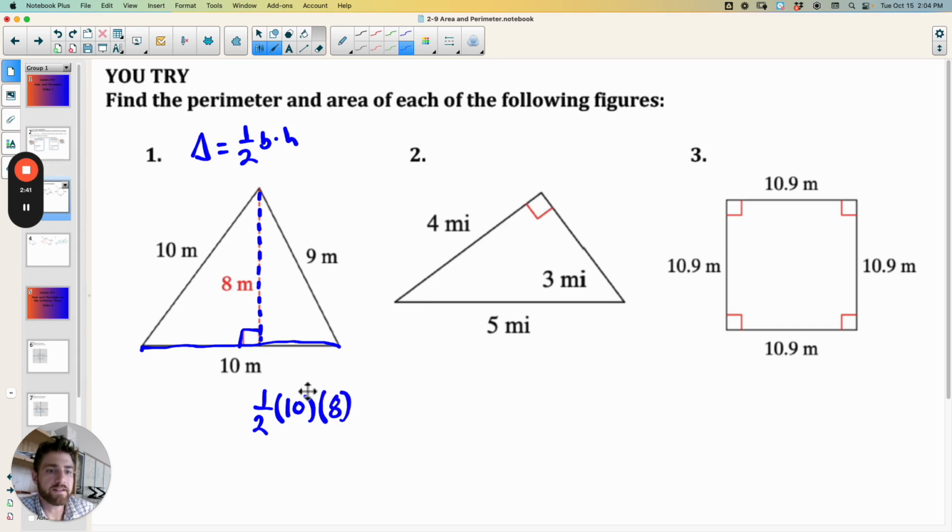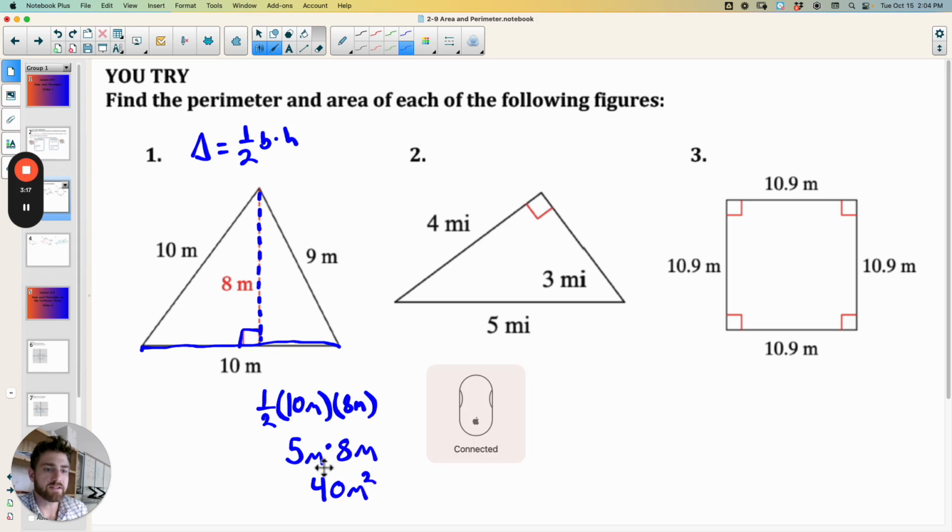Now, remember, these units are going to be in meters, okay? So careful here, because when we multiply this, we need to make sure that we keep these units with our value. So we're going to have 10 meters times 8 meters. Okay, so let's do a little bit of math here. 1/2 times 10 is going to give us 5 meters, times 8 meters is going to give us a total of 40 meters squared, because m times m gives us meters squared.